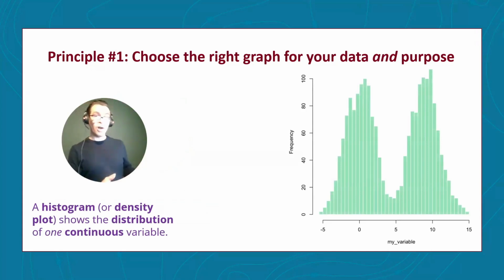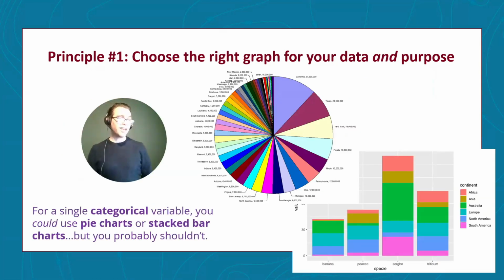If you have just one continuous variable and you want to show how its values are distributed, a histogram or a density plot is going to be appropriate. What's shown here on the slide is a histogram. A density plot would be the exact same thing, except it would be a smoothed version. If you have just one categorical variable and you want to show frequencies or parts of a whole, you could do that with a stacked bar chart, which is what's here on the right-hand side, or with a pie chart, which is what's here in the center of this slide.